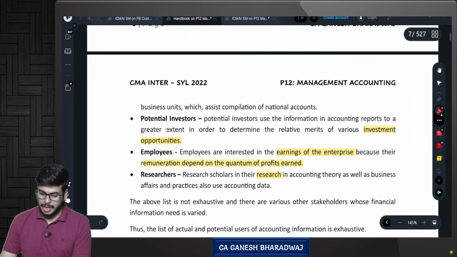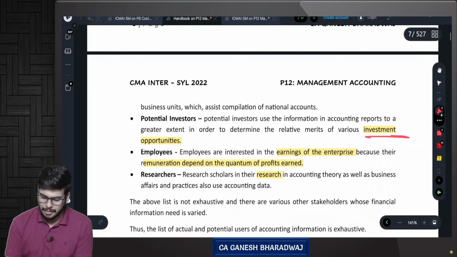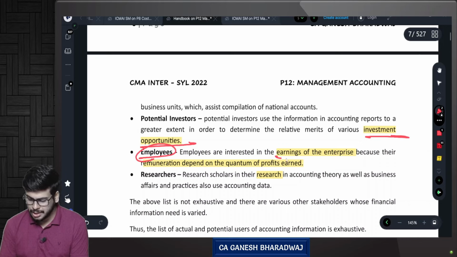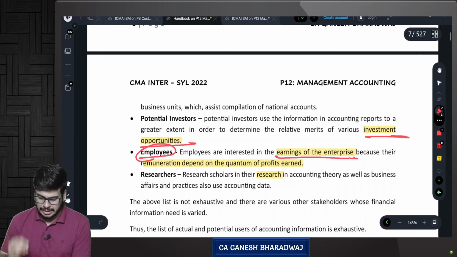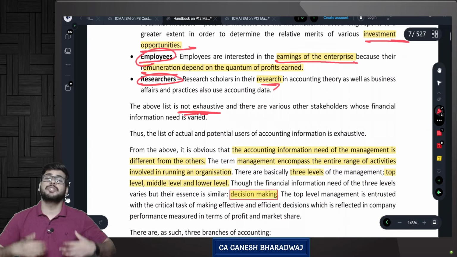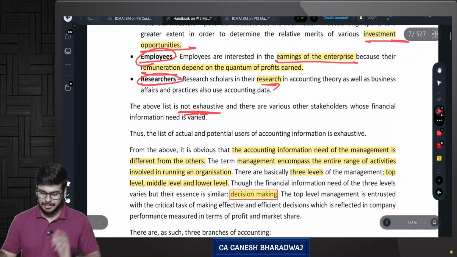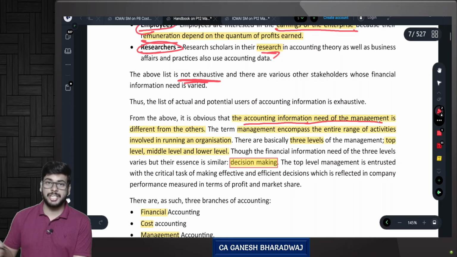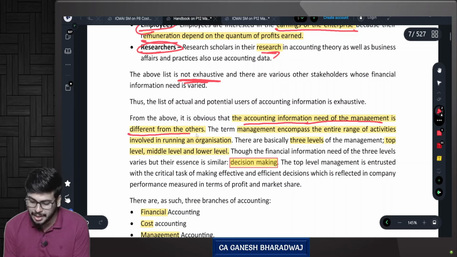Clear? Potential investors, why do they need the accounting information? For gauging the investment opportunities. Employees, why do they need it? Because they might be interested in knowing the earnings of the enterprise, because their remuneration might depend on the quantum of profits. Researchers, to do some research. Fine, they need some accounting information. Look, this is not exhaustive. There could be so many other uses of financial data. They have just mentioned it here. So it is obvious from the above that the accounting information need of management is different from others.